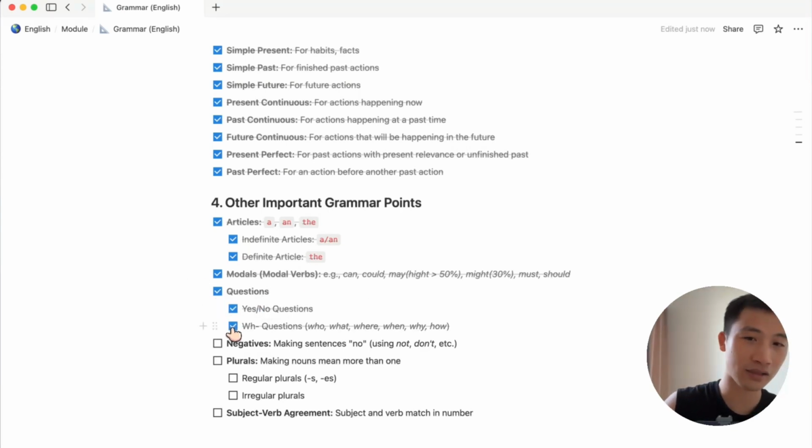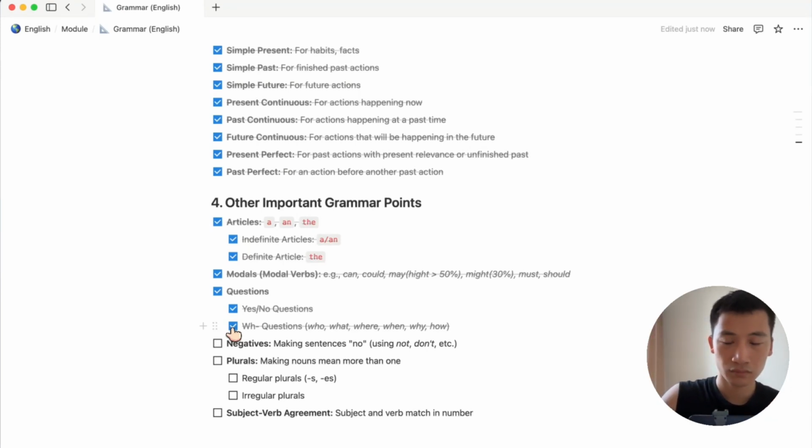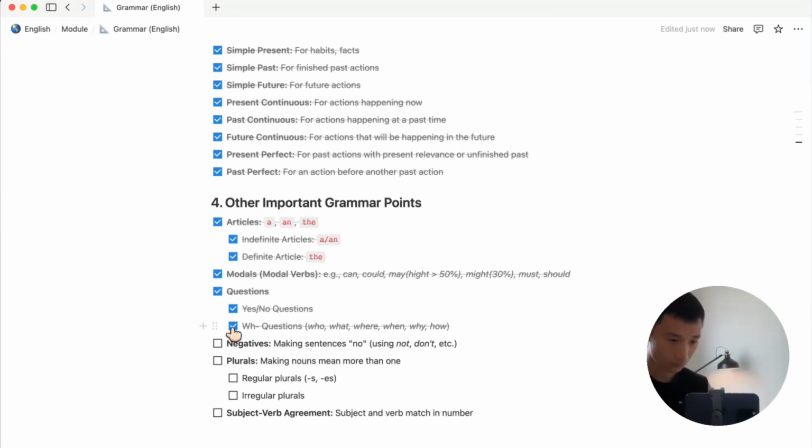Let's move on. The next grammar point is negatives. Please introduce negatives for me. Negatives. In English, we make a sentence negative by adding not after the helping verb. Do not, is not, or have not. We often use contractions like isn't or haven't. Do you want to see some examples?